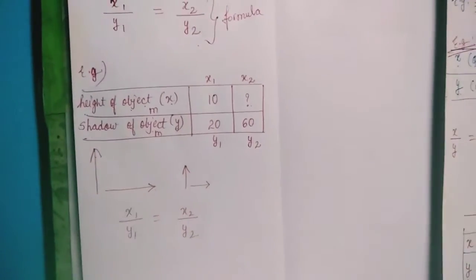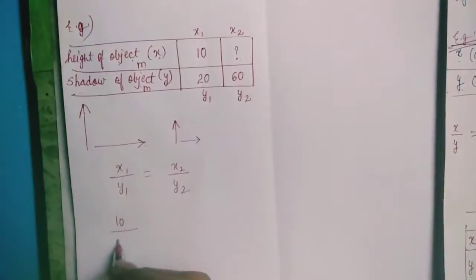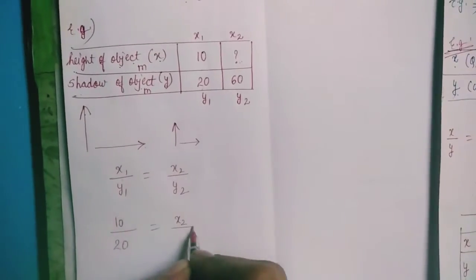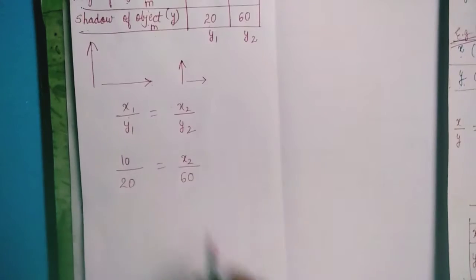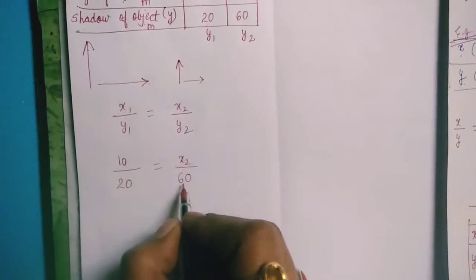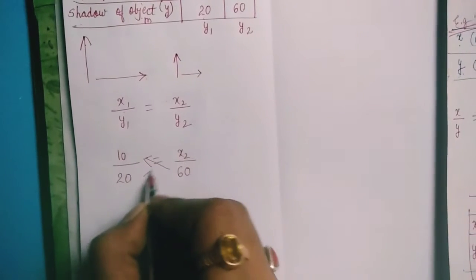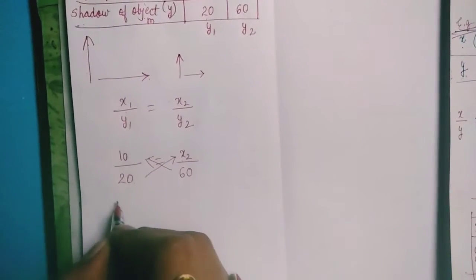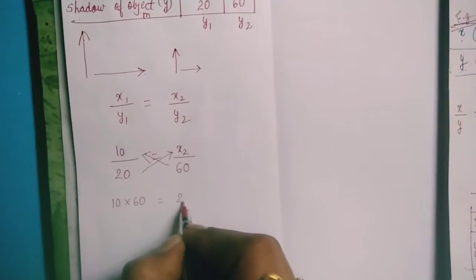Okay. So the x1 value is 10, the y1 value is 20, the x2 value we have to find, and the y2 value is 60. We have to find the value of x2, so 60 will go up in the multiplication, and 20 will go next to x2 in the multiplication. So 10 into 60 is equal to 20 into x2.